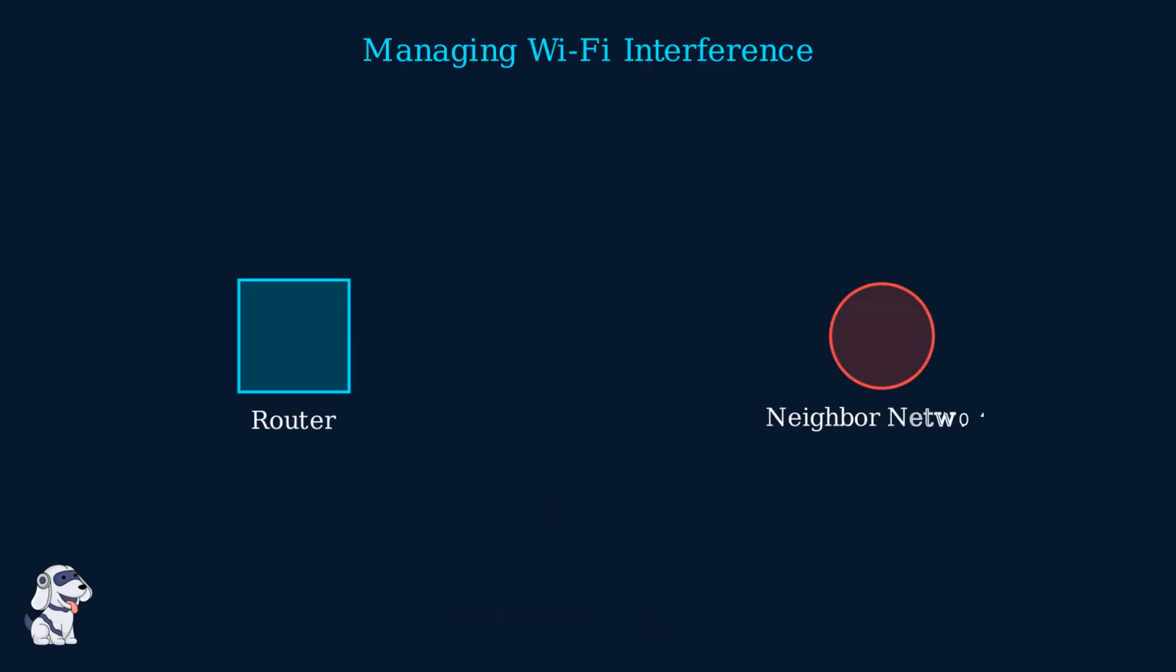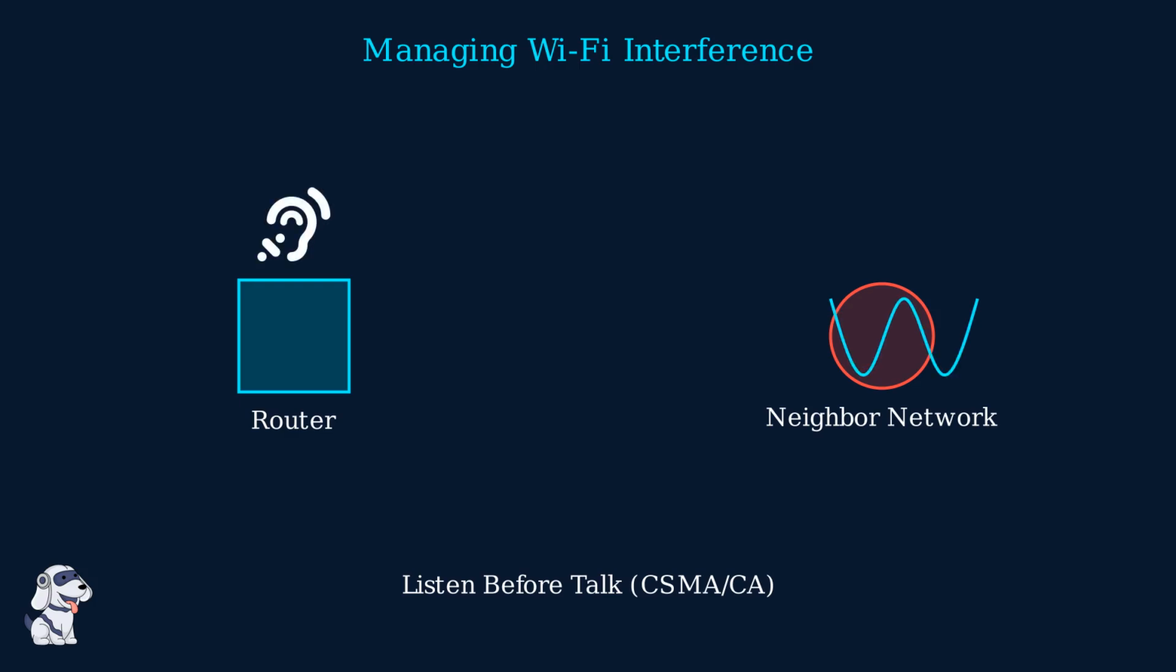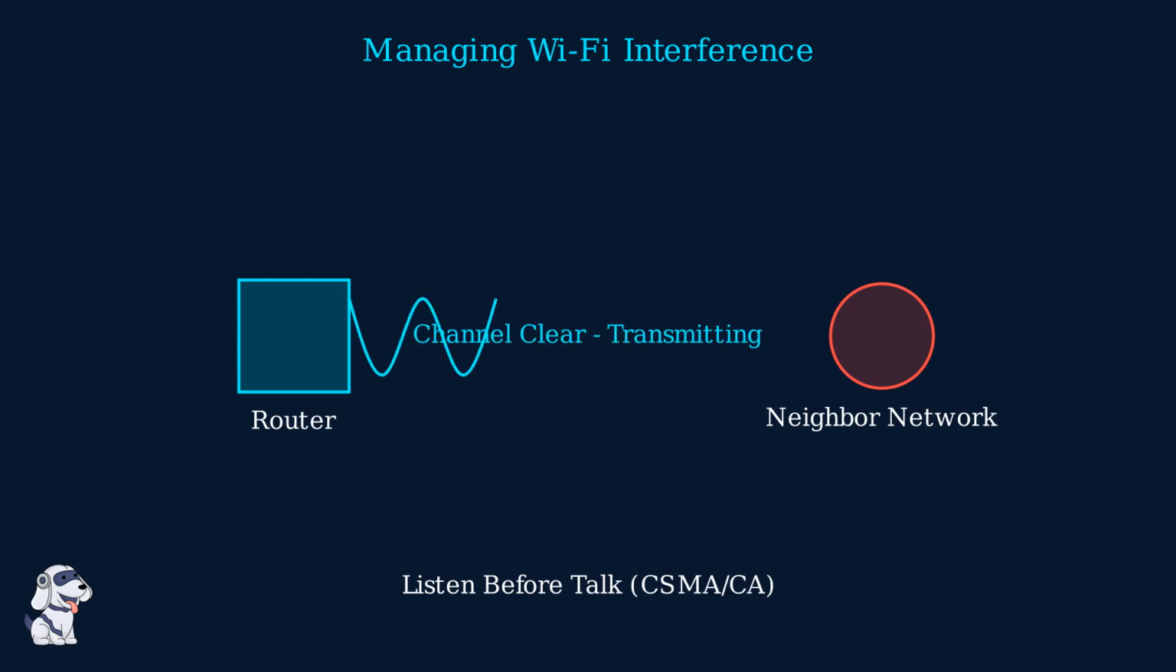Wi-Fi operates on a shared medium, which means multiple networks are constantly competing for the same airwaves. Interference is inevitable. To manage this, routers use a listen-before-talk protocol. Before sending data, the router monitors the channel for existing signals. If the router detects a signal from a neighbor, it waits. It avoids crashing into existing transmissions, which preserves network integrity. Once the air is clear, the router begins transmitting its own data packets efficiently.